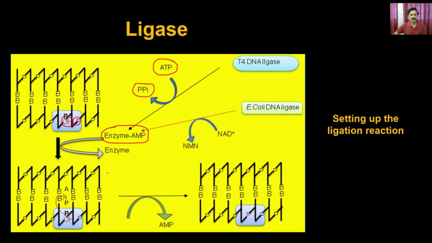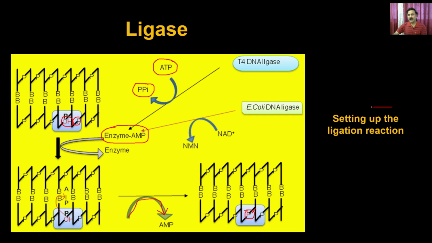So what happens is the AMP will go and bind to both sides, and then it will bring them together, and ultimately the AMP will be released and this particular type of bond is going to be formed, and that's how the two DNA are going to be linked to each other.